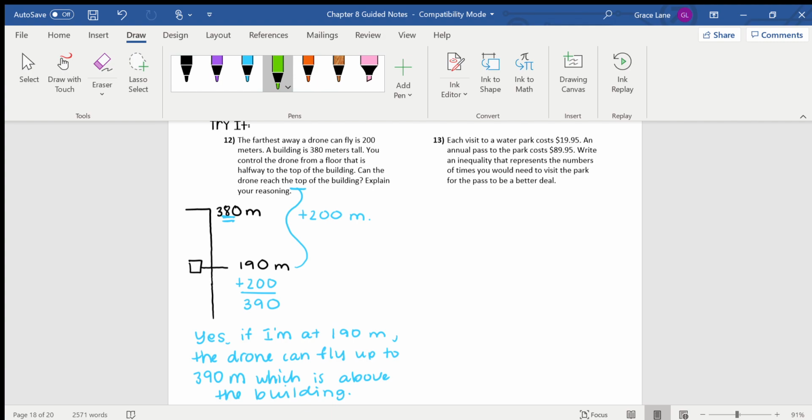So if you choose a letter like P to stand for the number of times you go to like the water park, you're saying that each time you go, you pay $19.95. You're multiplying that times the number of times you go, and that number should be greater than the $89.95 for it to be a better deal for you.